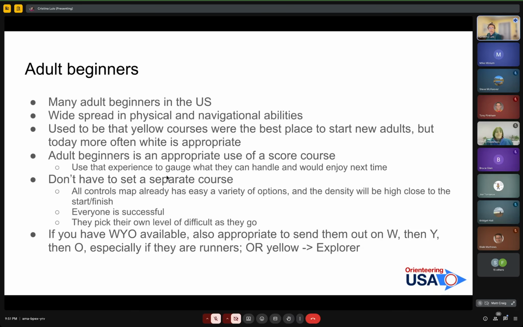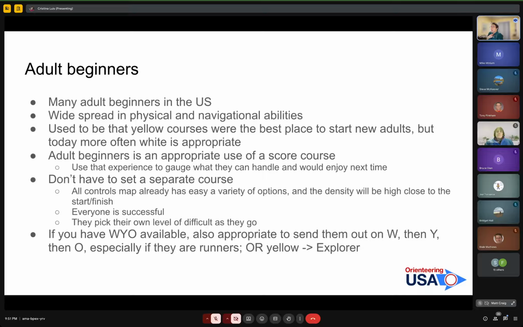What I'll say really quickly is that it's difficult to place adults on the beginner courses because they often have a great mismatch between their navigational ability and their physical ability. And our courses aren't really designed for that unless you design a course specifically for that. And also, people often way overestimate the navigational abilities.